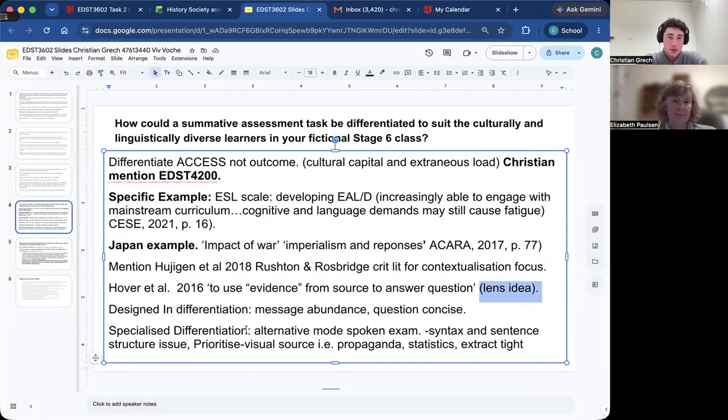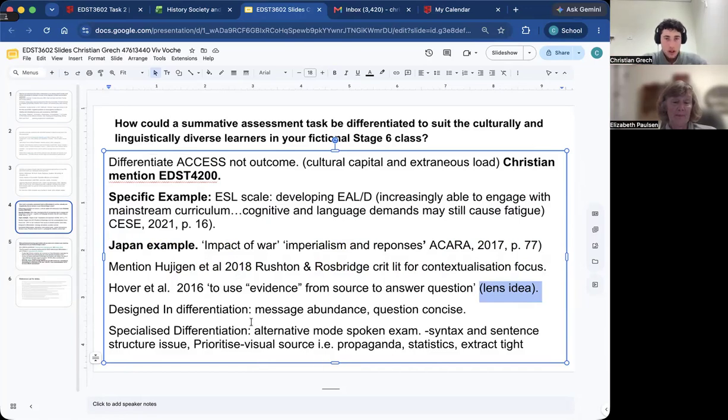Another one as well, so designed-in differentiation. That's besides being concise questions. Maybe let them have the question in their own language, or just let them have visual sources. Visual sources are not an unfair or unreasonable adjustment because both students can use them. Statistics as well, it also embeds numeracy. Students are pretty good with numbers and with visuals. It's easier to access, especially for developing, and even more so for emerging and beginner.